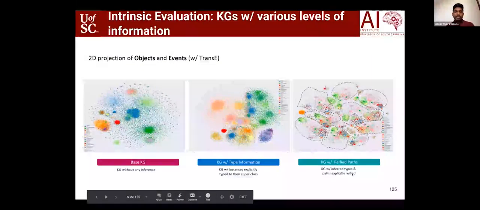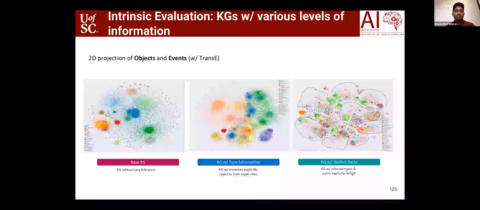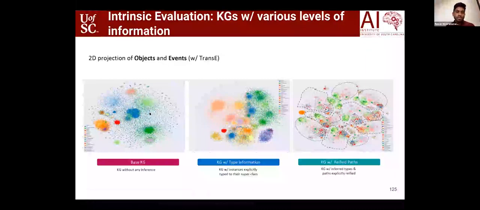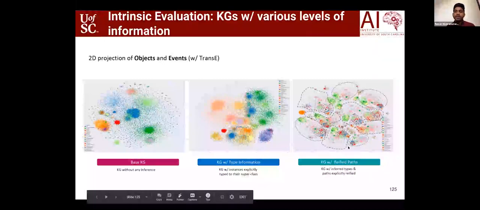Then we looked at how well these are actually represented in the embedding space. So we created 2D projections. You can see that going from the base knowledge graph to the knowledge graph with verified paths, in the base knowledge graph you basically have some small clusters which correspond to the type. But when you go to the plot with the knowledge graph with verified paths, you can see there are 10 clusters.